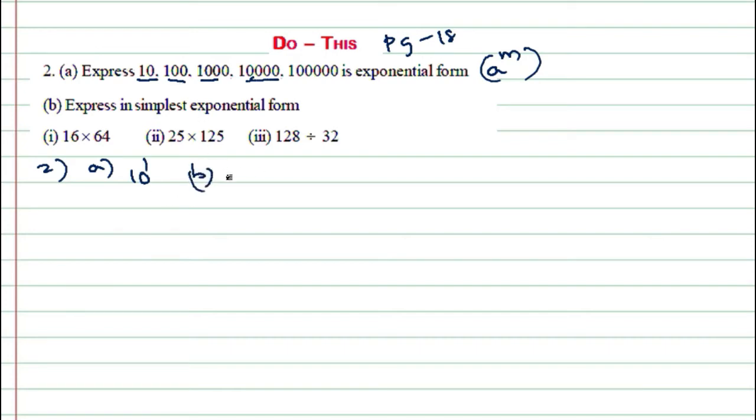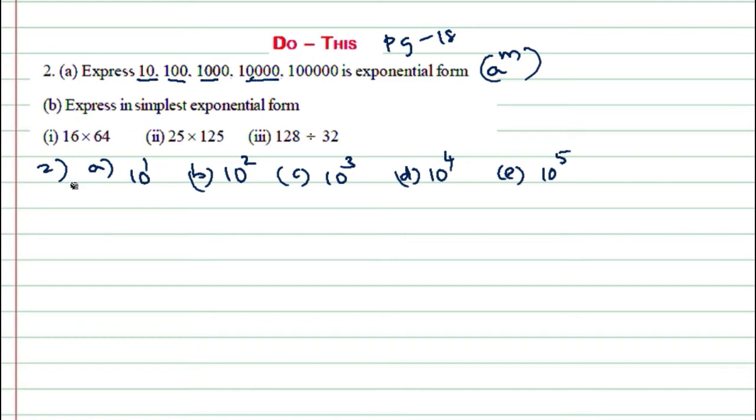The B question, 100. 100 means we can write 10 square. C is 1000, so we can write 10 cube. And the next one is 10,000, so we can write 10 to the power of 4. The next one is 1 lakh, so we can write 10 to the power of 5.